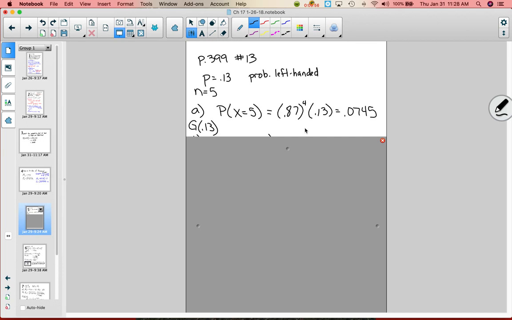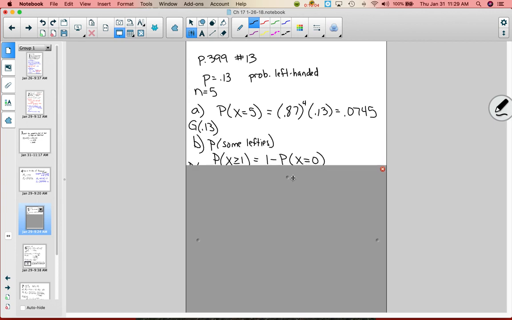Part B says there are some lefties among the 5 people. Well, that's going to be a binomial model, the probability that we have some lefties. So that means one or more of the people are lefties. Okay, so we could do that with 1 minus the probability of none, because the only thing that we're not going to include is that there are no lefties. And so this is binomial. We have a set number of trials. P is 0.13.